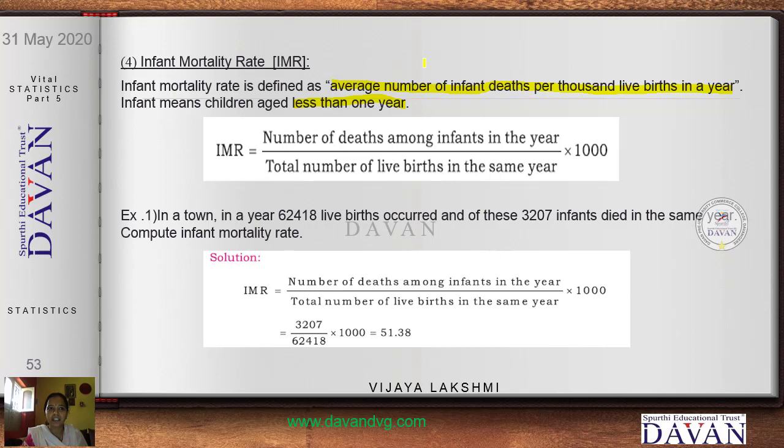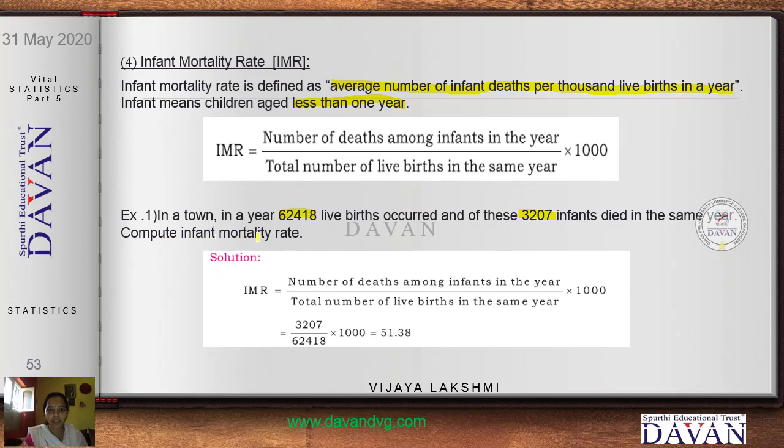So it's given with the formula of IMR equals the number of deaths among infants in the year divided by the total number of live births in the same year, into 1000. So we'll just have a look into one example. Consider an example: in a town, in a year, 62,418 live births occurred, and of these, 3,207 infants died in the same year. So the death number is given as well as the total live births.